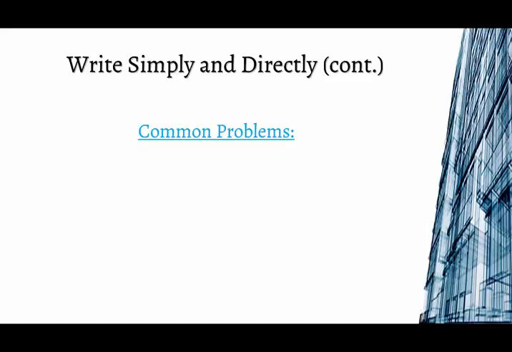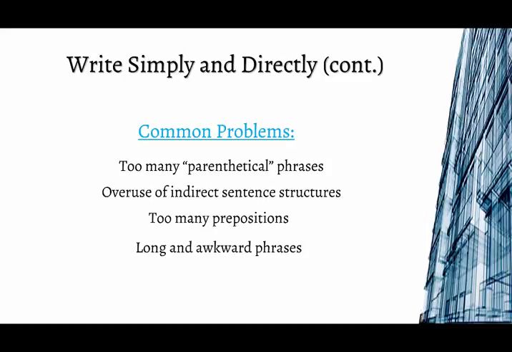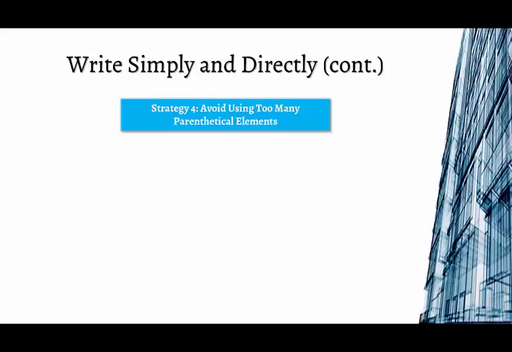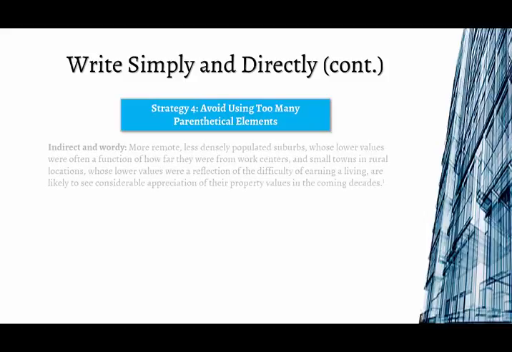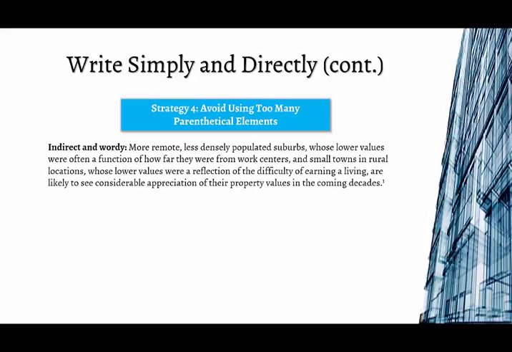Okay, let's look at some examples, and they're going to focus on some of the issues that I noticed in your Fall 1 assignment, which were too many parenthetical phrases, overuse of indirect sentence structures, too many prepositions, and long phrases. Let's look at the first one. What I mean by parenthetical elements is just a fancy way of saying supplementary information. Usually this kind of information is enclosed within commas. So, for example, this whole piece that's enclosed by the two commas, that's an example of supplementary information.